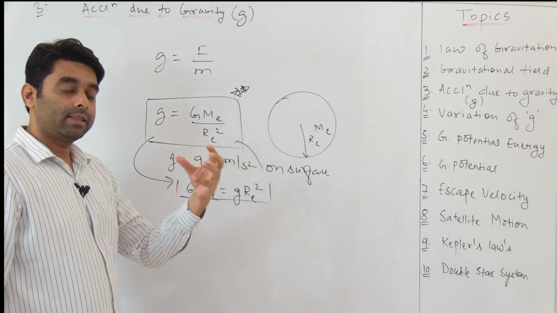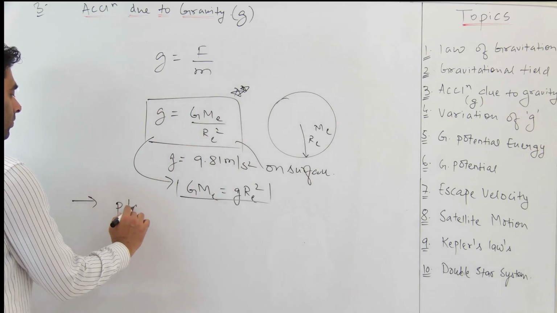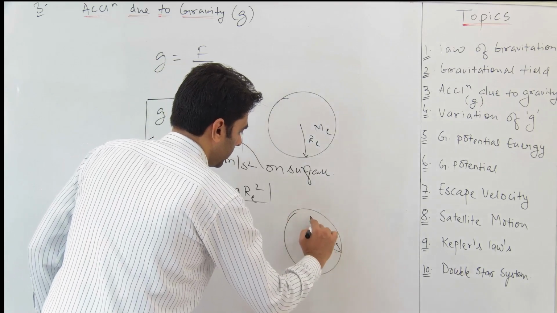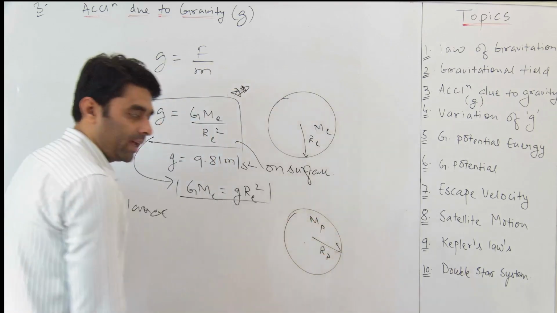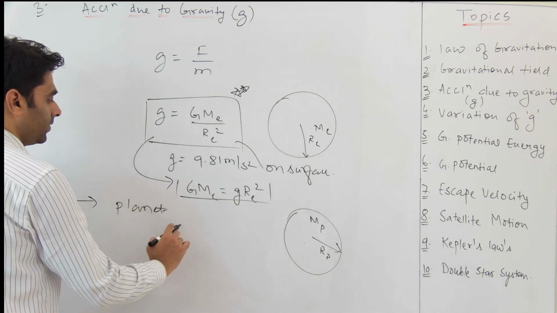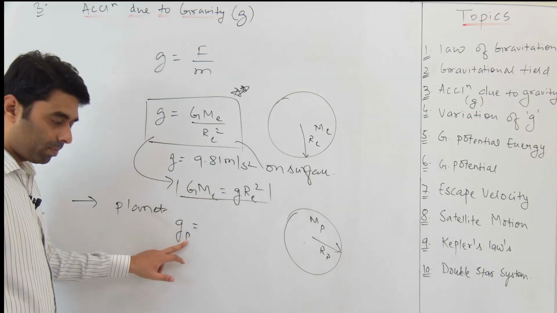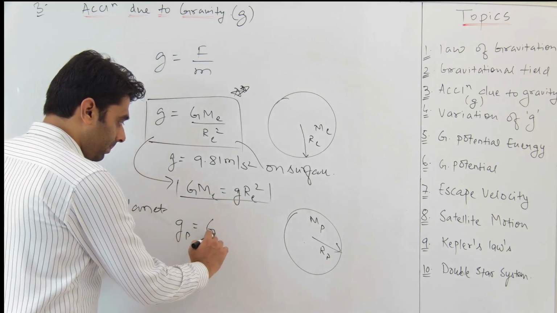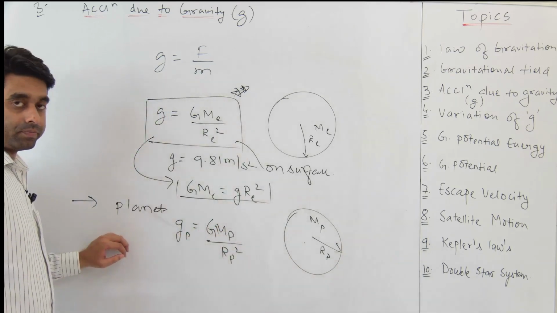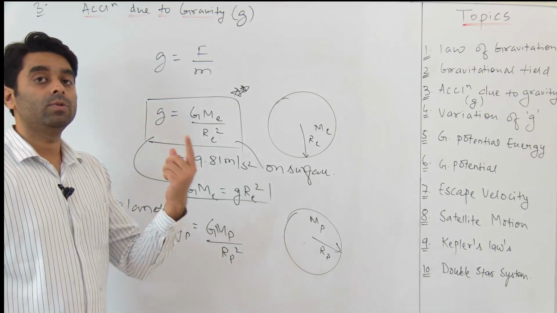If we have to write down acceleration due to gravity for any planet, for a planet of mass M_p and radius R_p, what can we write? On the surface of the planet, g_p can be written as capital G mass of planet by radius of planet square, right?